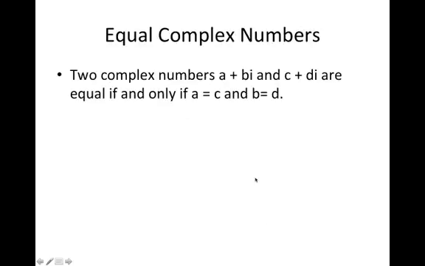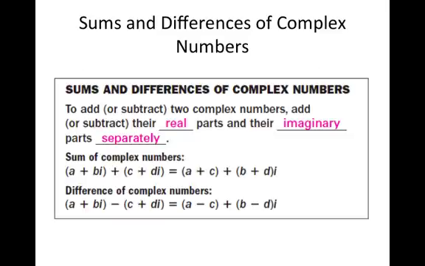Two complex numbers, a plus bi and c plus di, are equal if and only if a equals c and b equals d. So if the real parts are equal and the imaginary parts are equal, then the whole complex numbers are equal. So 2 minus 3i equals 2 minus 3i because the real parts match up and the imaginary parts match up.